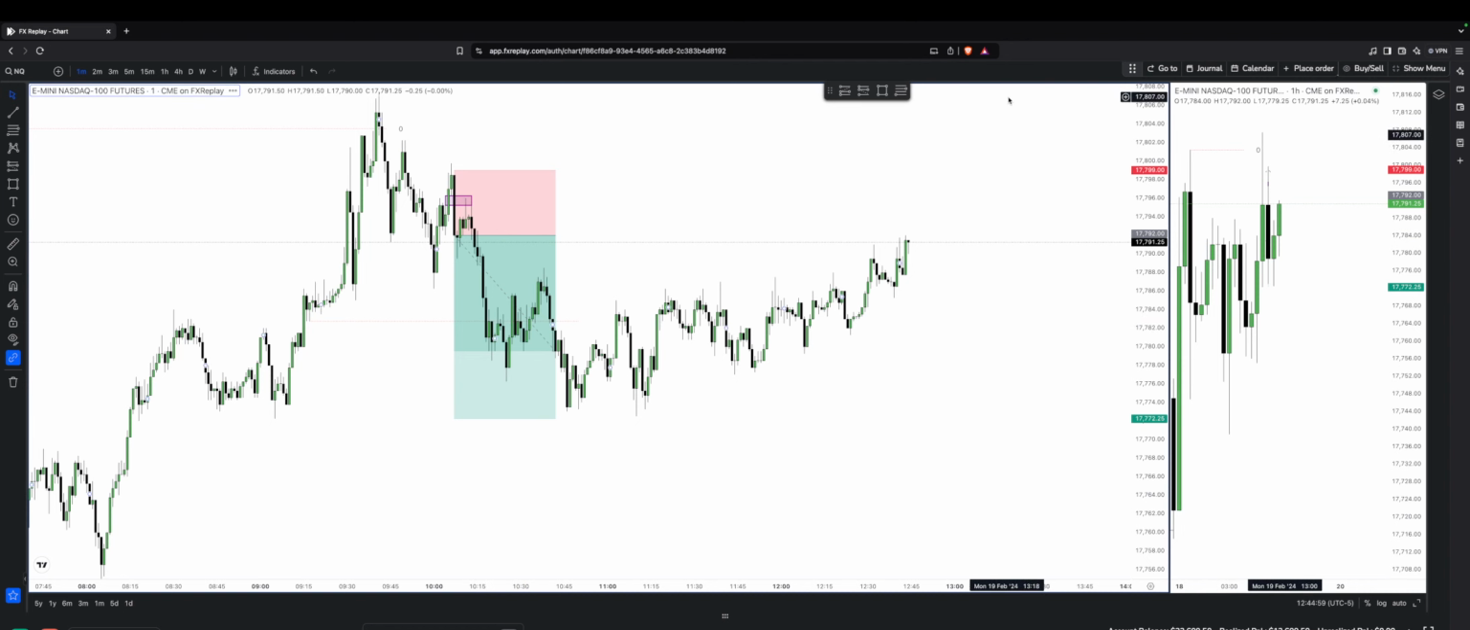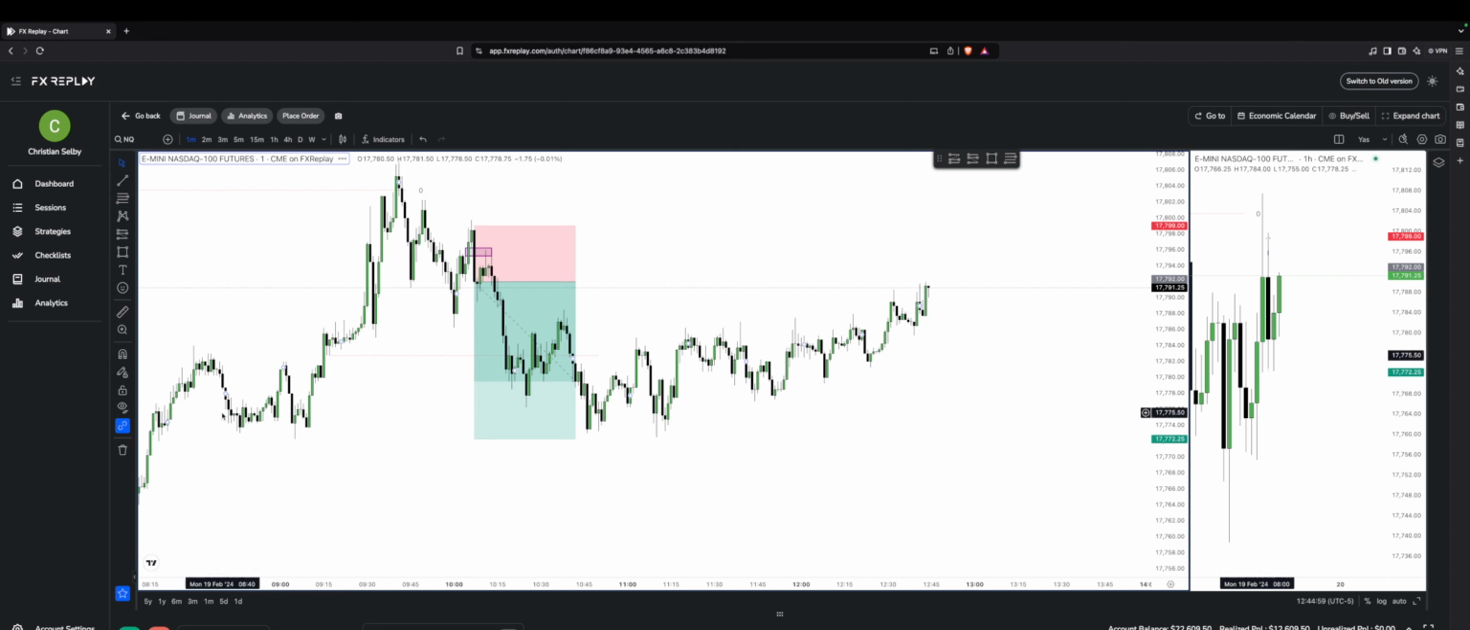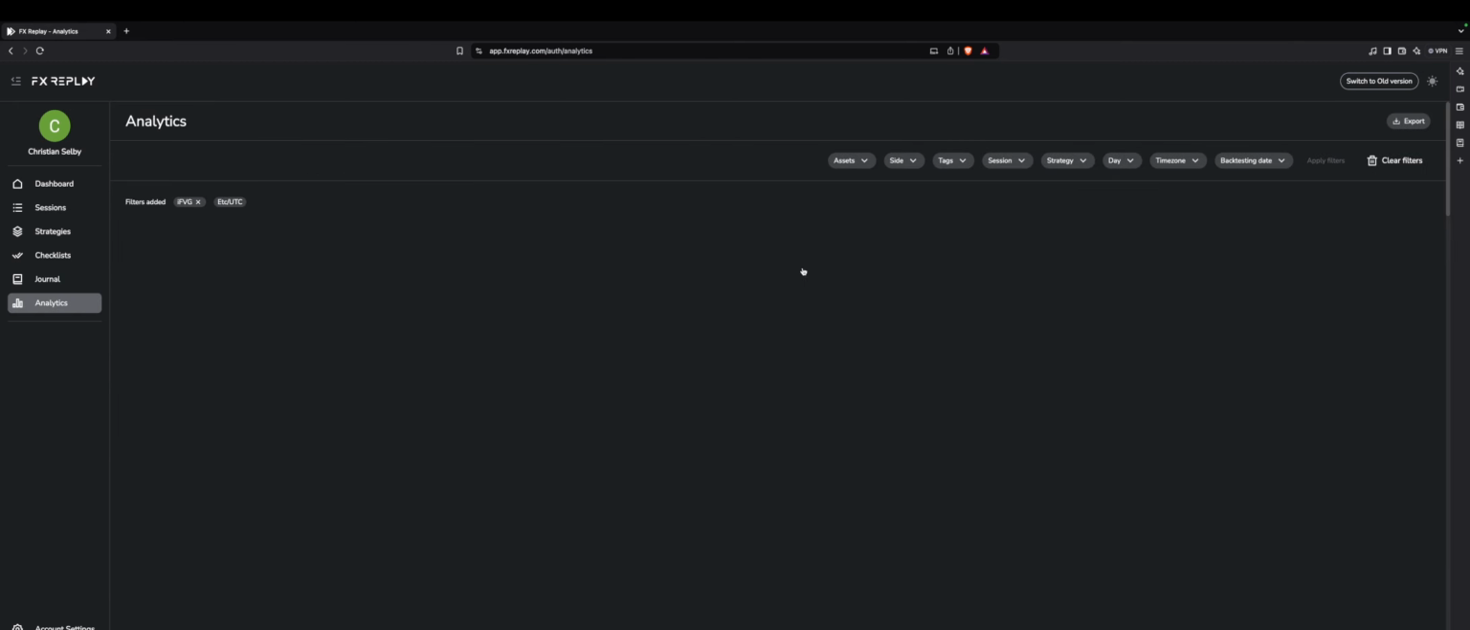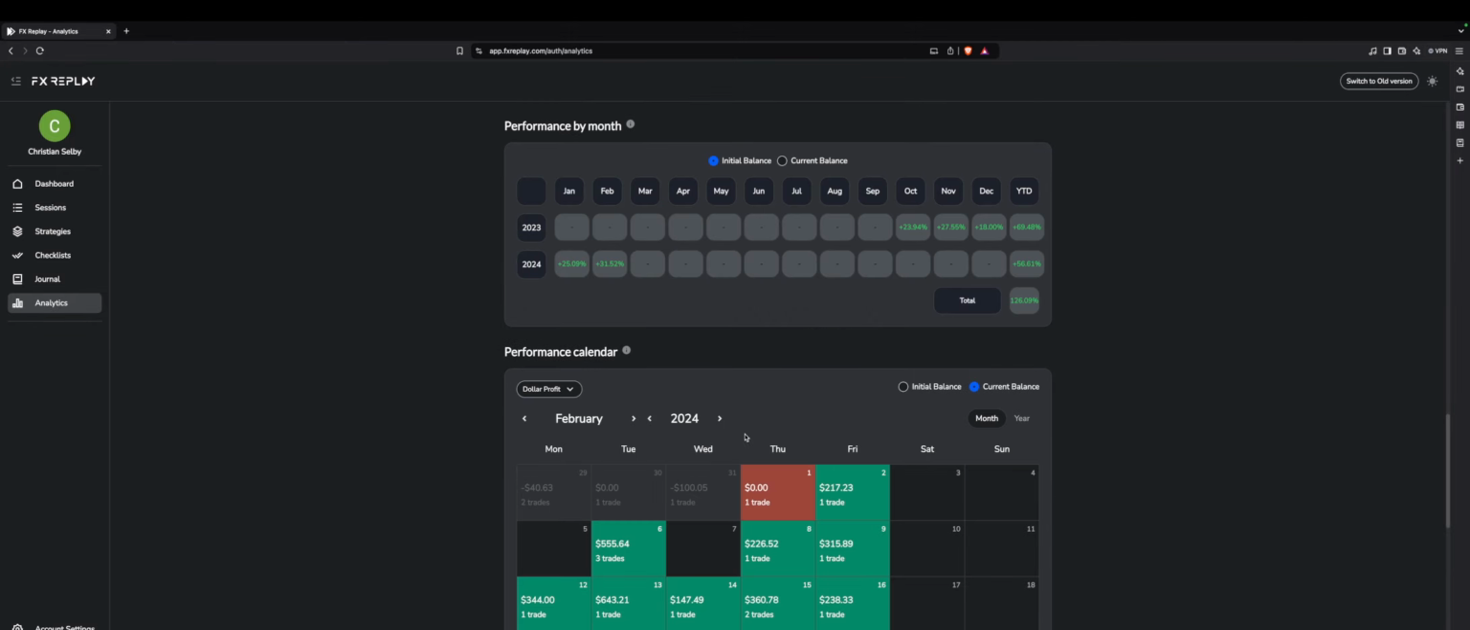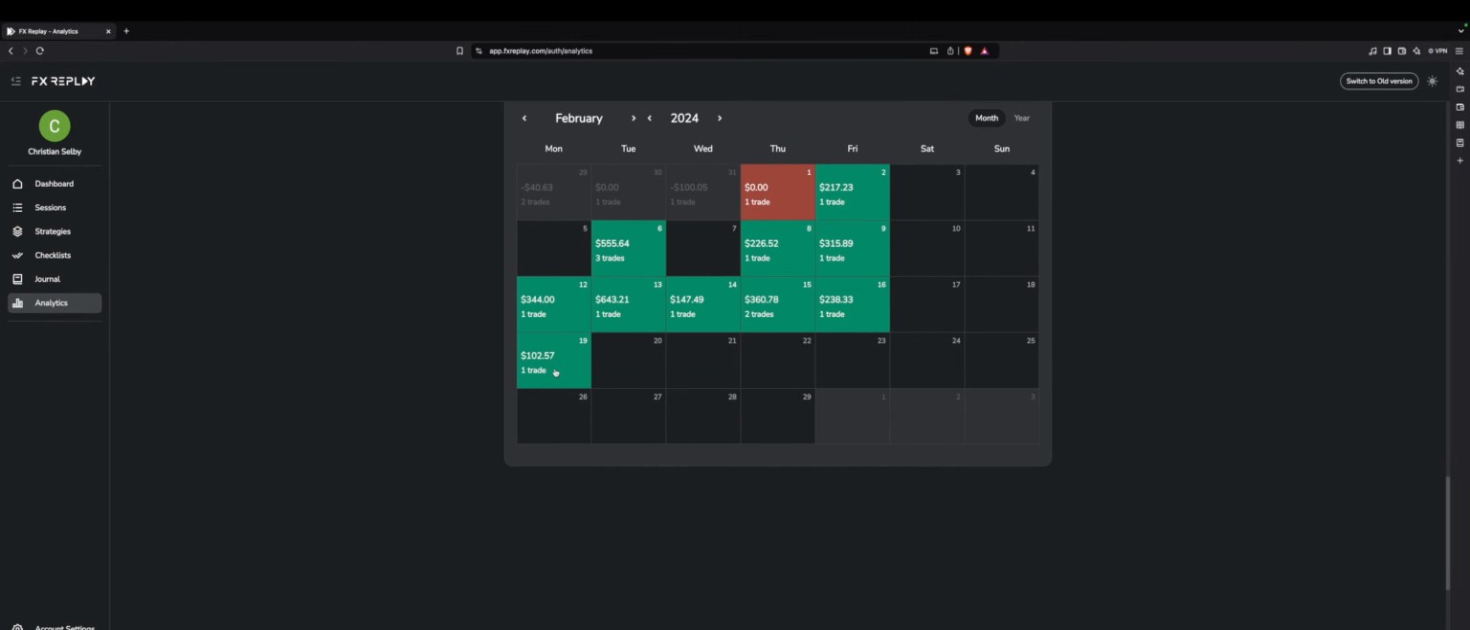So let's just see how that looked, now that this day is over. So analytics, one more trade. Right. Win rate went up a little bit. One more trade. One more win. So for the day, it's only $102. So only up 1% for the day. But because I was able to take off periodically, it still turned into a win.